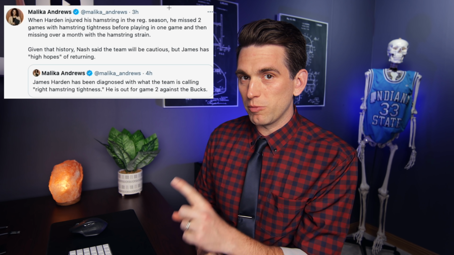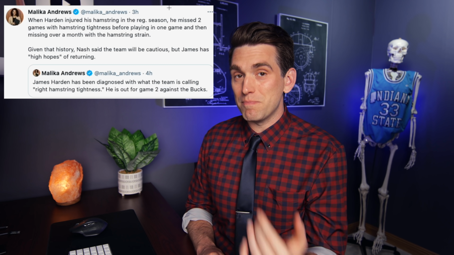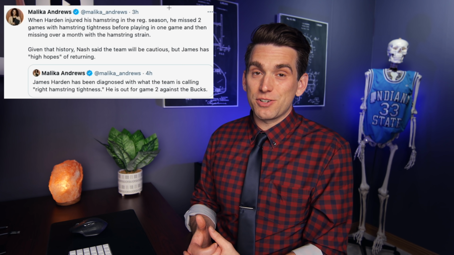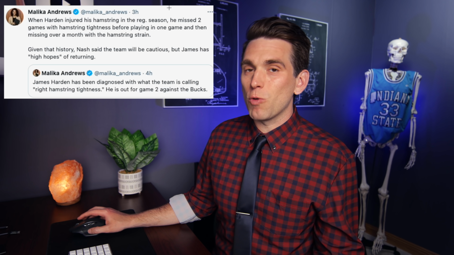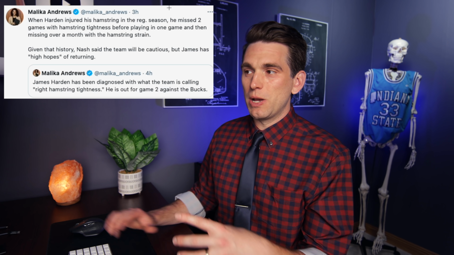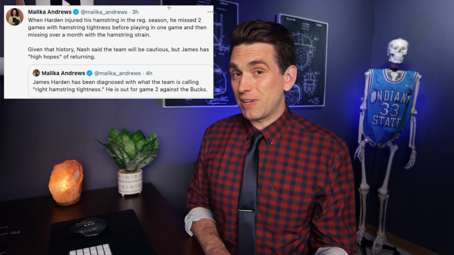This is a really important point for Malika Andrews. If we remember, Harden came back after initially appearing to injure that hamstring, had some tightness for a little bit, and then it was when he made it worse that he had his extended absence. And so the Nets are going to be really cautious here because, like Steve Nash just said, they've been through this exact same scenario with Harden before.